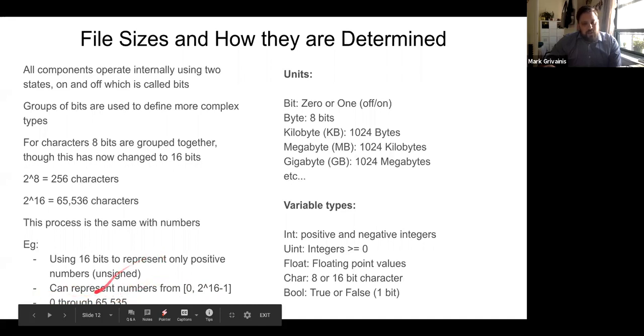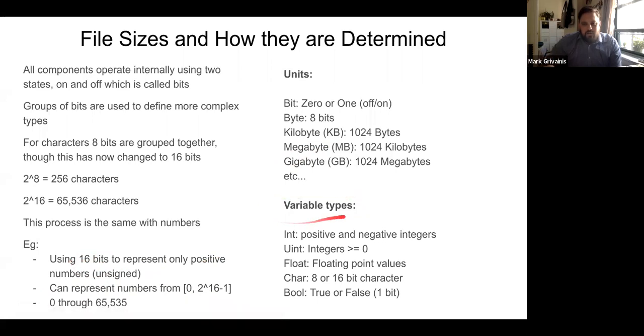So if that is the largest number your program needs to think about, you can use a 16-bit integer. If your numbers need to go bigger, you would then use 32-bit integers and things like that. So a bunch of different variable types are just different groups of bits that will represent different types of information. A regular integer will represent both positive and negative integers.